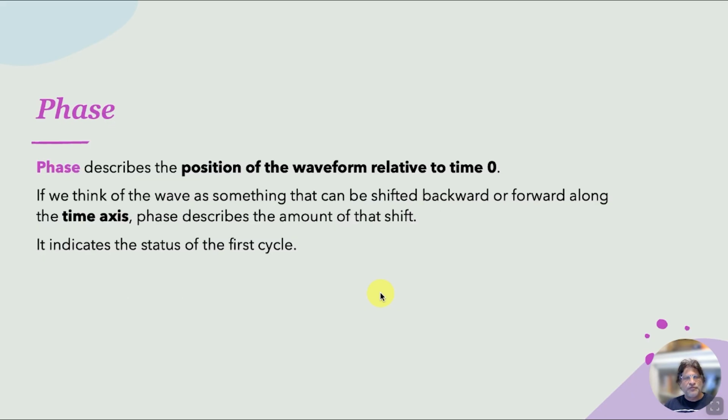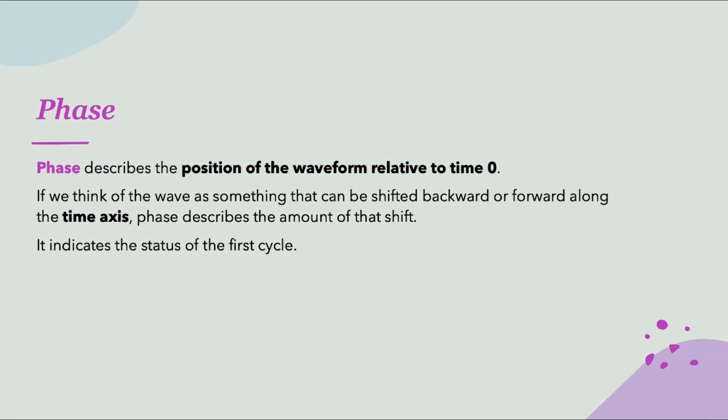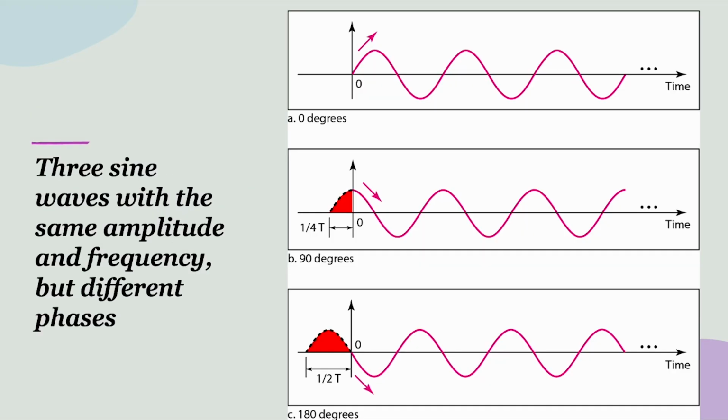Now, having talked about frequency, we've talked about amplitude before. Now let's talk about the phase. The phase describes the position of the waveform relative to time zero. If we think of the wave as something that can be shifted backward and forward along the time axis, the phase describes the amount of that shift. It indicates the status of the first cycle.